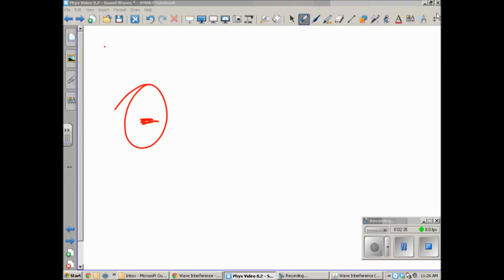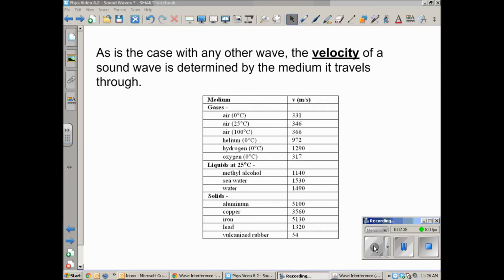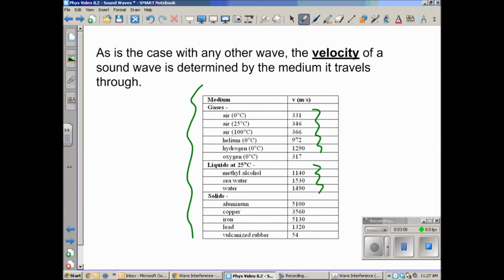Now, more about the wave itself. As is the case with any other wave, the velocity of the wave is going to be determined by the medium that it travels through. This chart here is actually at the top of your next homework assignment, but it just shows you, for different mediums that the sound is traveling through, the velocity. Couple things worth pointing out. In general, the denser the medium is, the faster sound travels, right? Gases seem to have the smallest velocities. Liquids are, in general, larger, and then in general, the solids are even bigger than those.